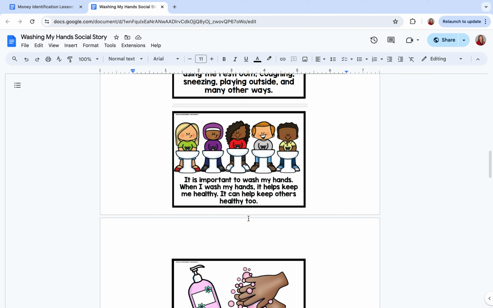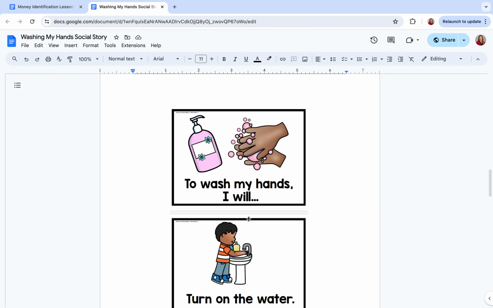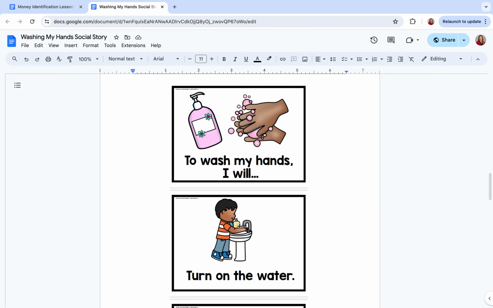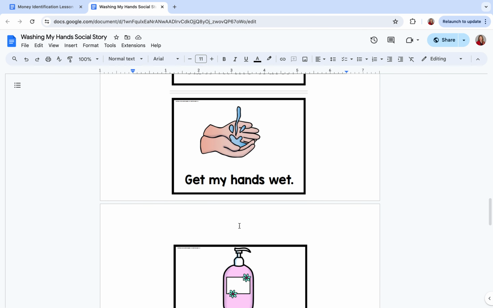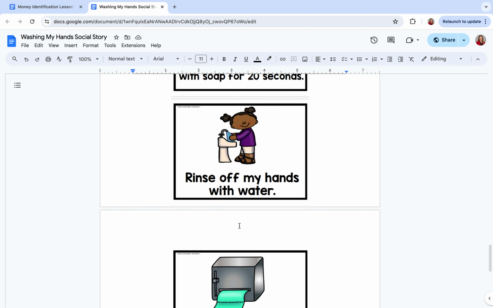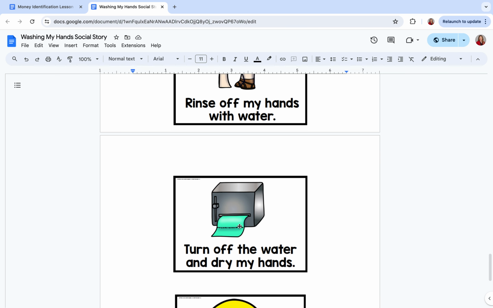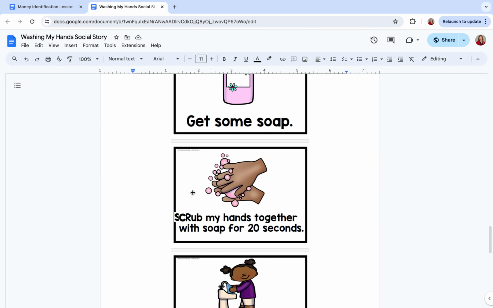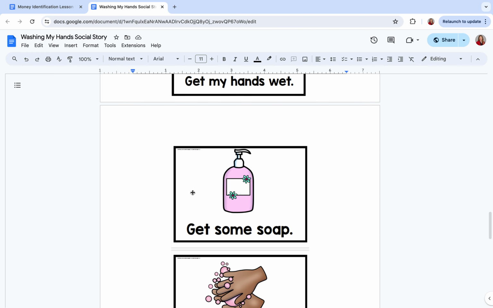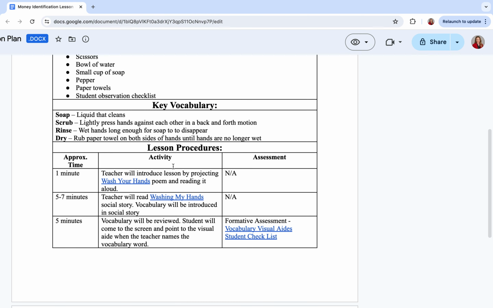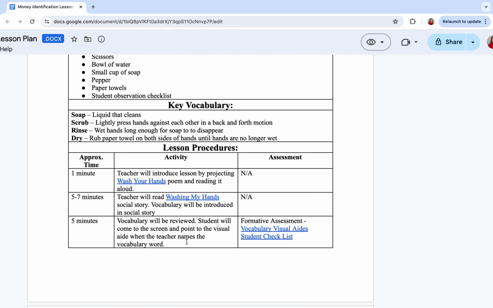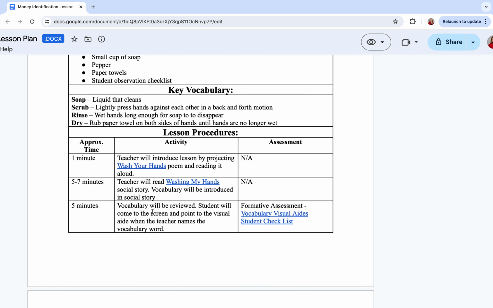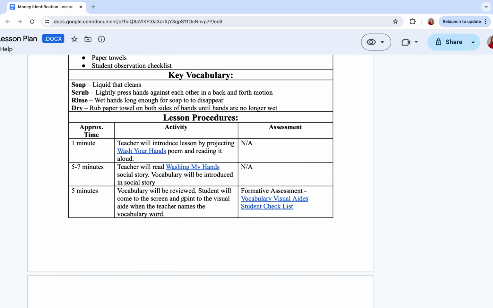It's really important to keep our hands clean because of health reasons. And then at this time, it goes through the sequence of washing your hands, including the identified vocabulary, such as dry, rinse, scrub, and soap. During that time, the vocabulary will be heavily emphasized. Following that, vocabulary will be reviewed.